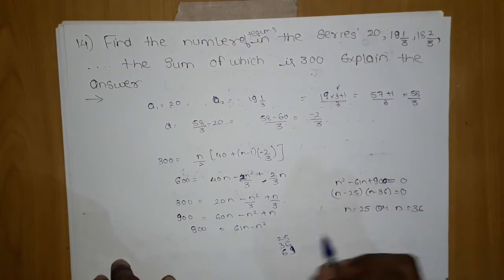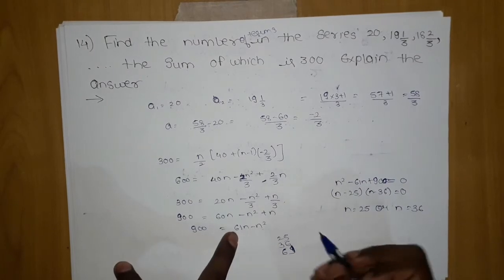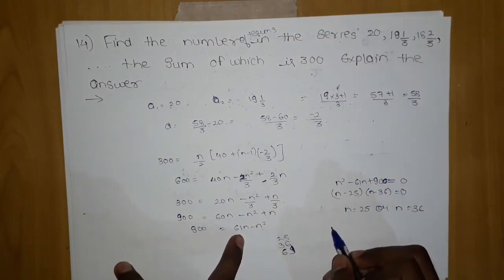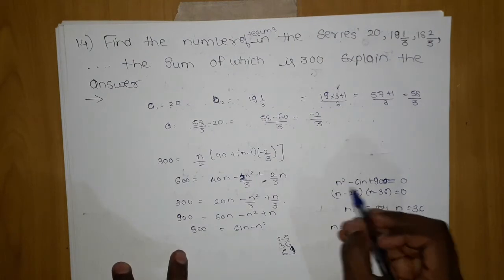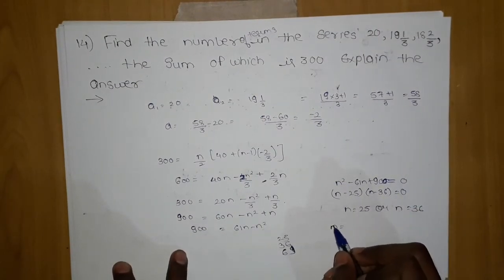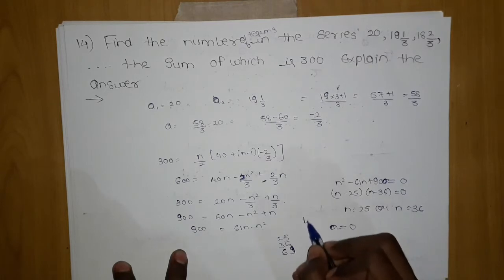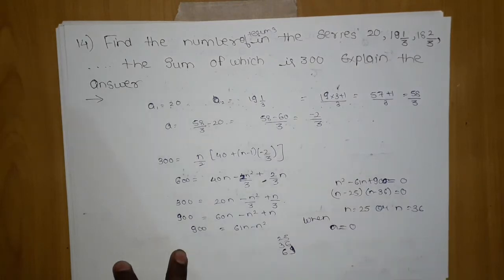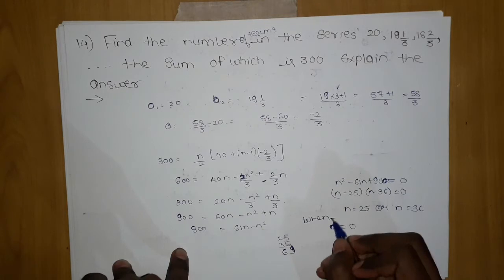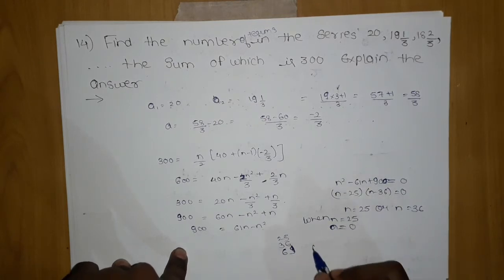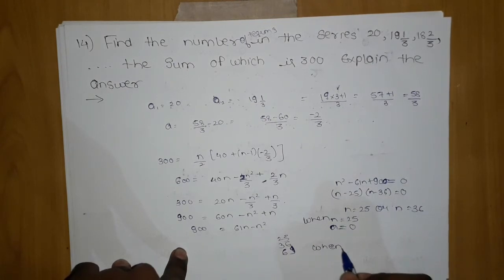Now let's verify both. If I put n equal to 25, I'm getting 0. So it is equal to 0 when n is equal to 25. Now let's check when I put n equal to 36.